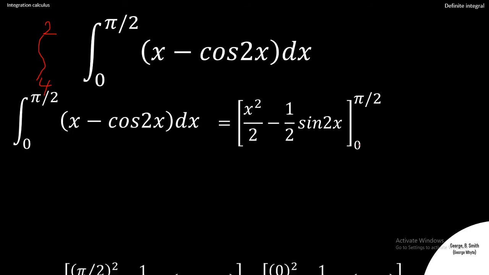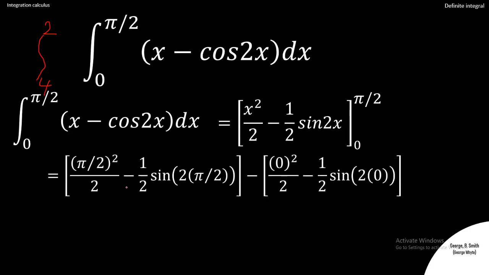If you substitute the upper limit, this is what you're going to get. Anywhere you see x, you put pi over 2. So in place of x, we have pi over 2 squared all over 2 minus 1 over 2 sine 2 times pi over 2. Then when you put 0, this is what you're going to get.